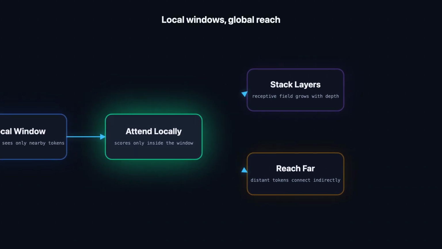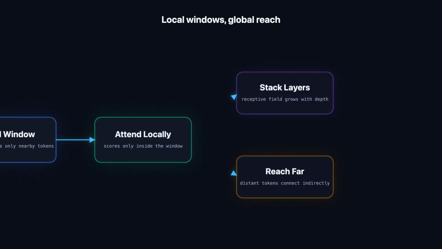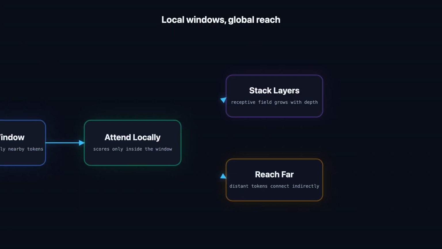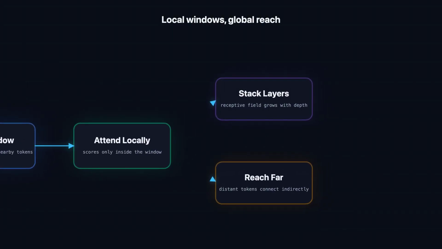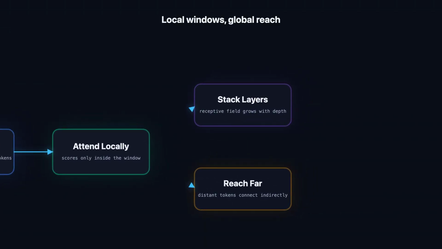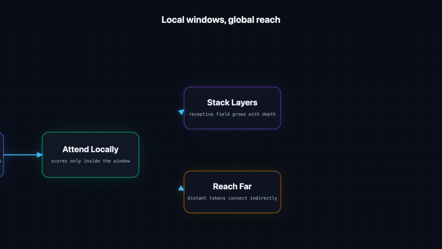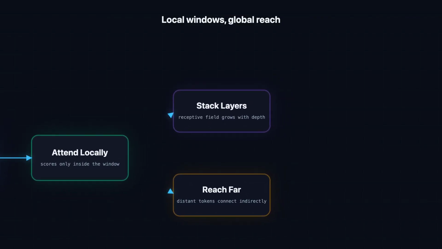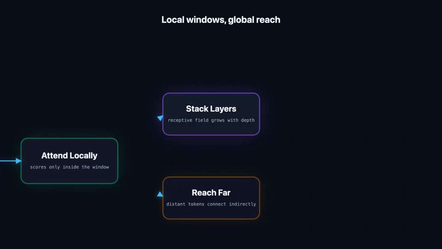Compute attention only inside that window. Because each token compares itself against a bounded number of neighbors rather than the whole sequence, the work per token is constant, and the total cost grows only linearly with length. That is the entire efficiency win right there.